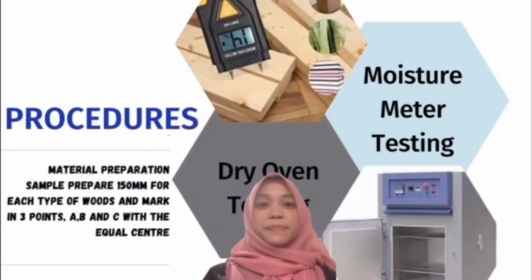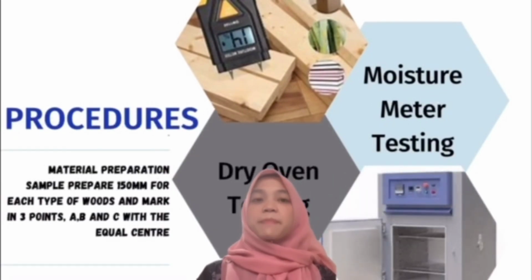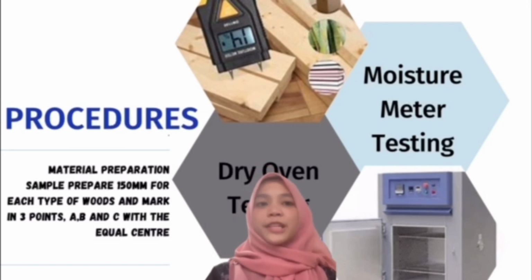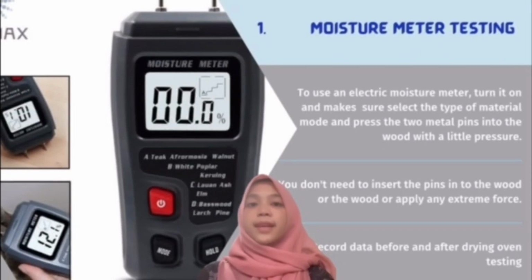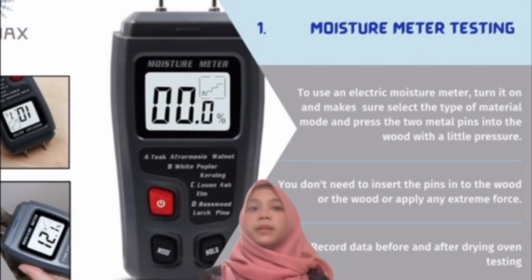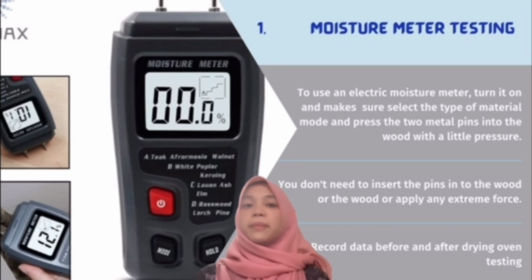The procedure is material preparation. Prepare a 150 mm sample for each type of wood and mark 3 points, A, B, and C, with equal spacing from the center. Moisture meter testing. To use an electric moisture meter, turn it on and make sure to select the type of material mode, and press the 2 metal pins into the wood with a little pressure. You don't need to drive the pins deep into the wood or apply any extreme force.